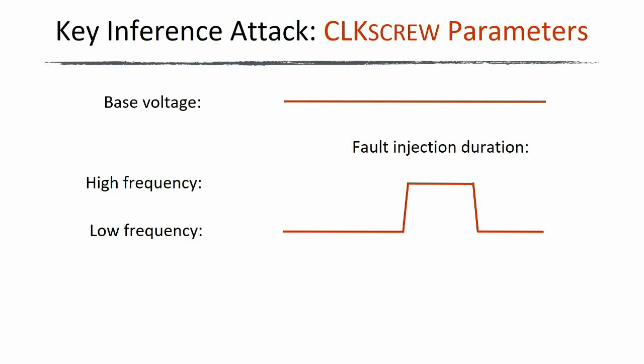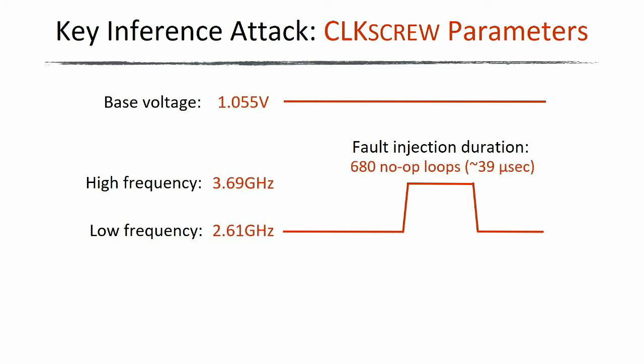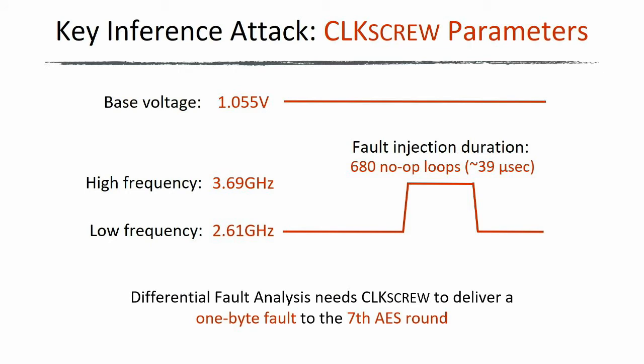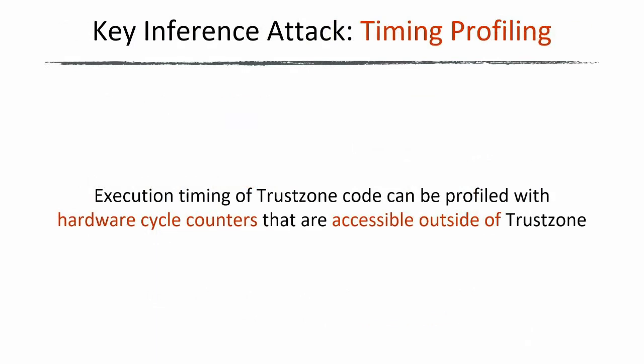So to induce a timing fault within the decryption execution, these are some of the parameters that we use for the attacks. The hardest part to this attack is actually to figure out how to inject a 1-byte fault to the 7th AES round during the actual decryption operation. So luckily, we can profile the execution environment of the TrustZone code using hardware cycle counters, even when we are outside TrustZone. This allows us to perform timing profiling of the victim app from outside TrustZone.